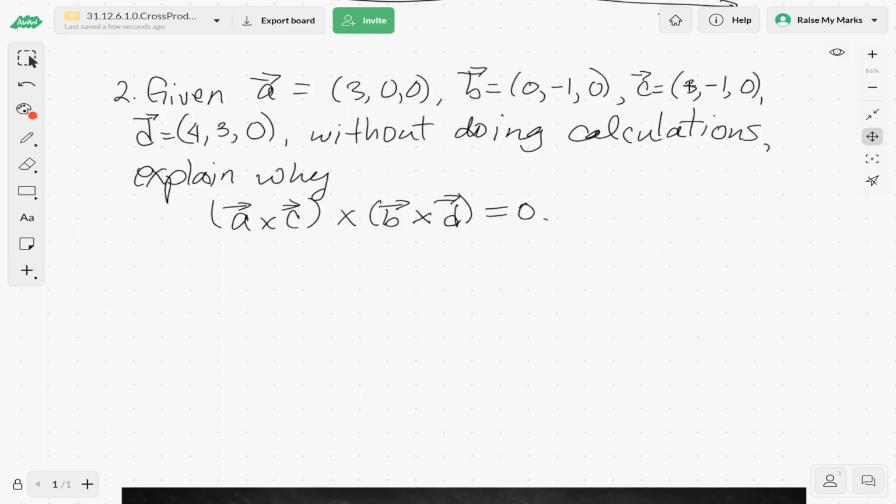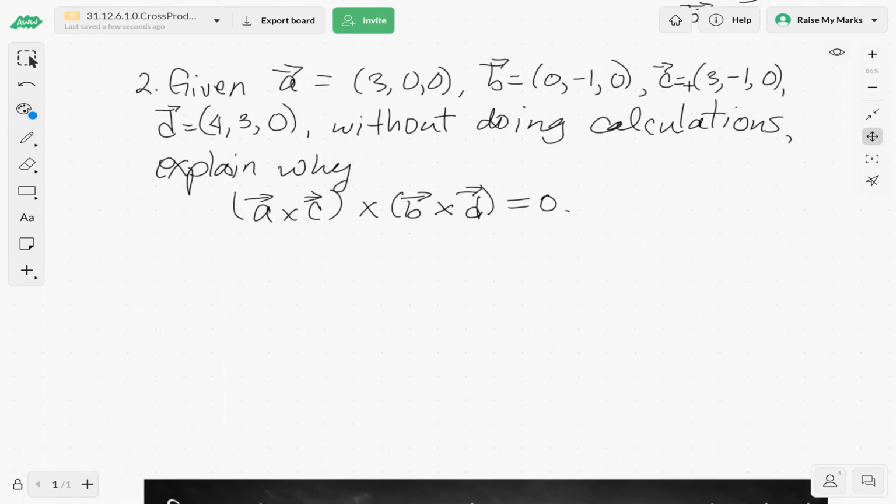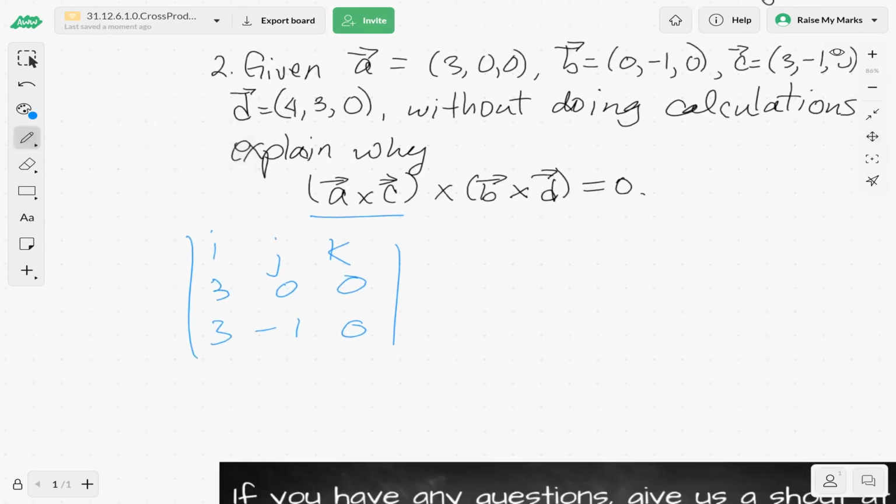Well, A cross C, what do we end up with if we do A cross C? Why don't we just do it? Let's see what happens. It's probably the best way to do it. A cross C, i, j, k. A is 3, 0, 0. C is 3, negative 1, 0. Let's call this A cross C.